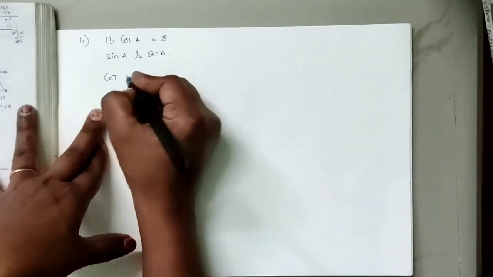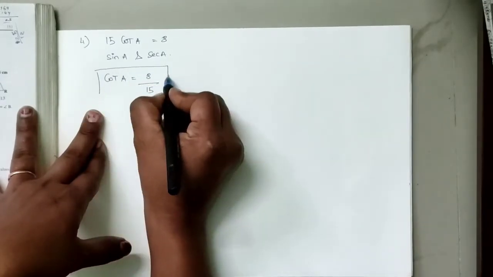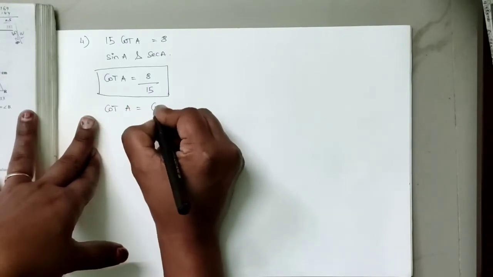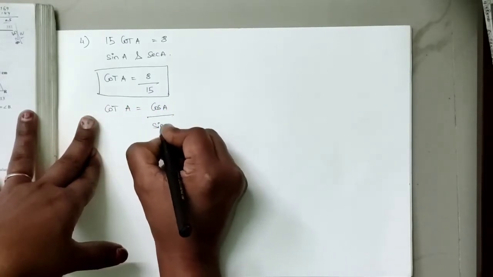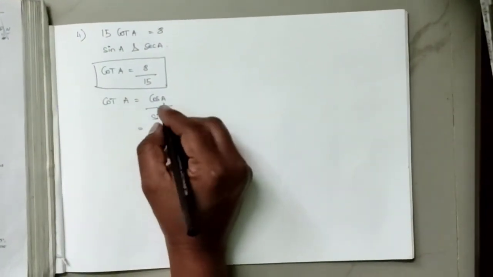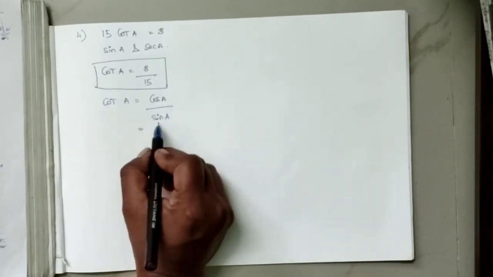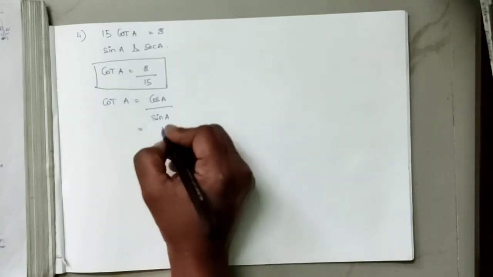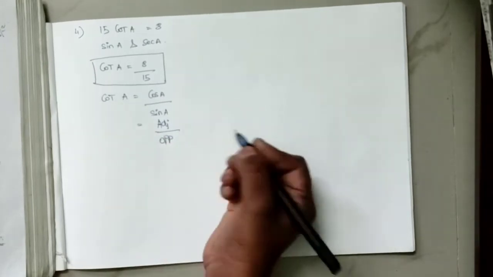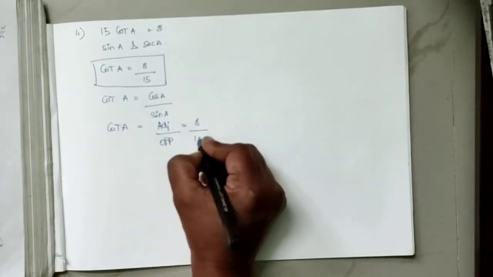Now what is actually cot A? Cot A equals 8 by 15 from the given point, and cot A is nothing but cos A divided by sine A. Cos is adjacent divided by hypotenuse, the whole divided by sine, which is opposite divided by hypotenuse, so it is adjacent divided by opposite, which is cot A, which equals 8 divided by 15.